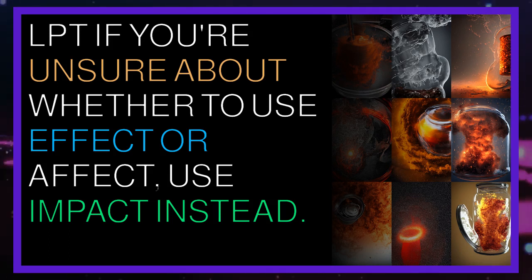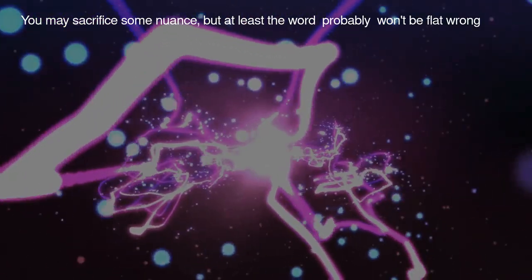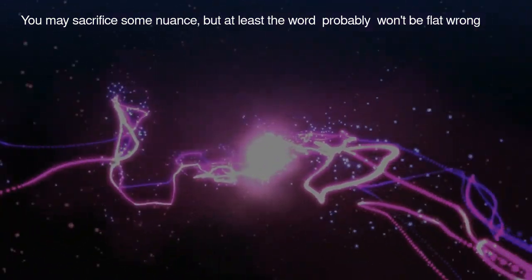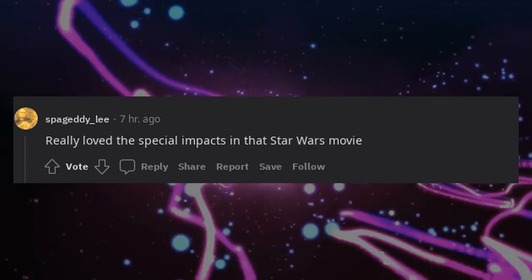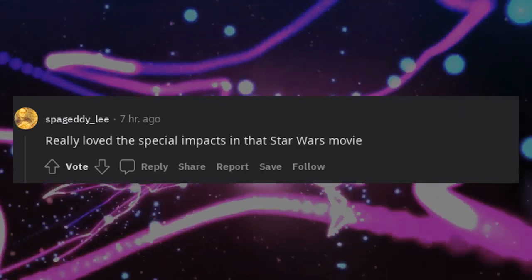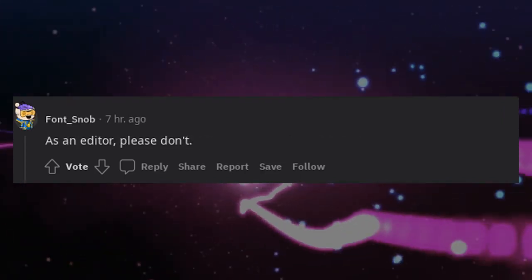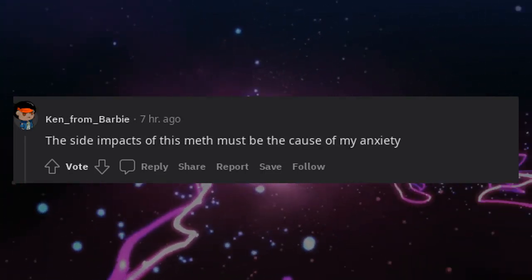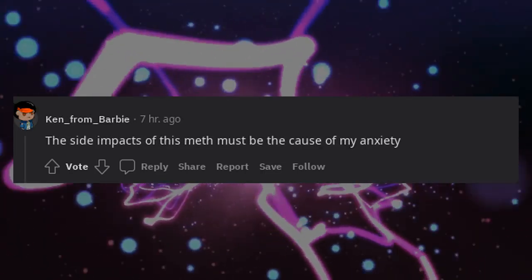LPT. If you're unsure about whether to use affect or effect, use impact instead. You may sacrifice some nuance, but at least the word probably won't be flat wrong. Really loved the special impacts in that Star Wars movie. As an editor, please don't. The side impacts of this meth must be the cause of my anxiety.